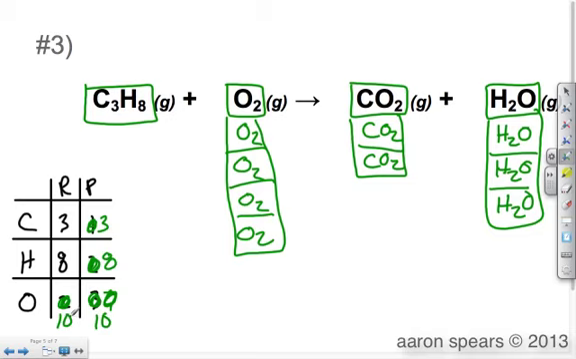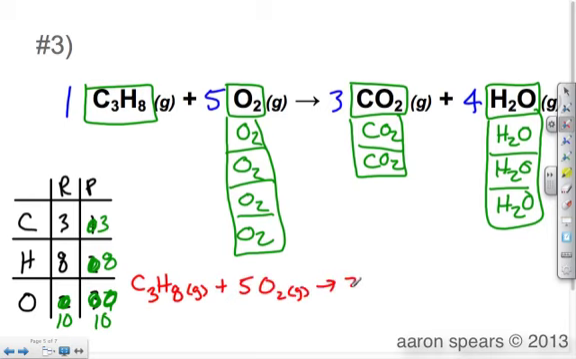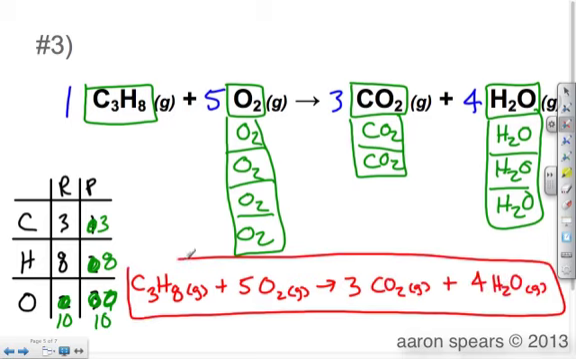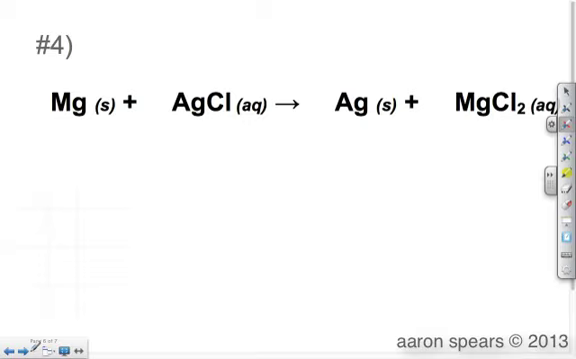Looking at my list, carbon atoms, hydrogen atoms, and oxygen atoms are all balanced from the reactant to the product side. So now what I'm going to do is find out my coefficients by adding up the boxes. I have 1 propane, 5 oxygen molecules, 3 carbon dioxide molecules, and 4 water molecules. To write the chemical equation, I'm going to leave off the boxes along with coefficients of 1, and I get C3H8 gas plus 5 oxygen molecules yields 3 carbon dioxide molecules and 4 water molecules.